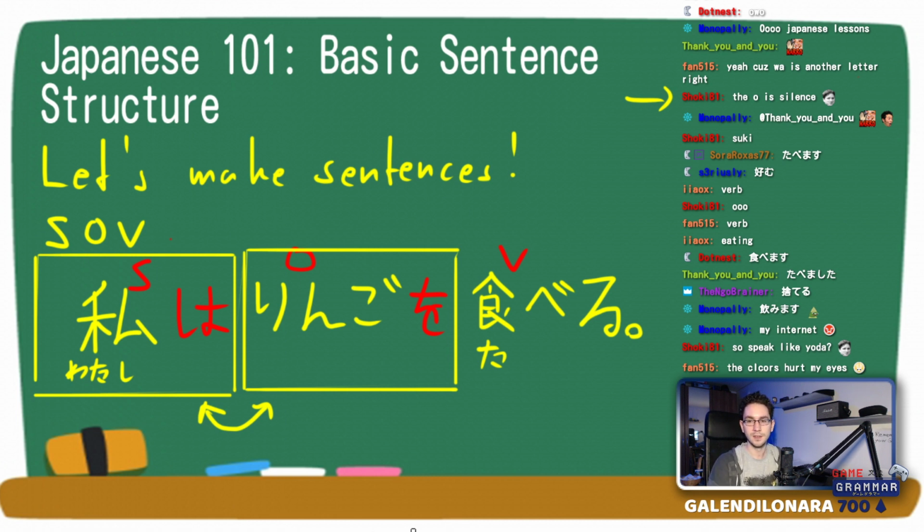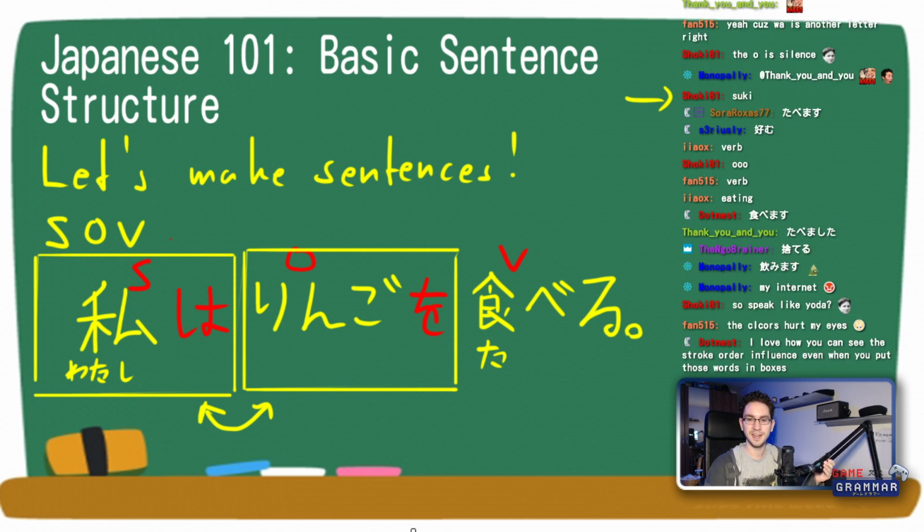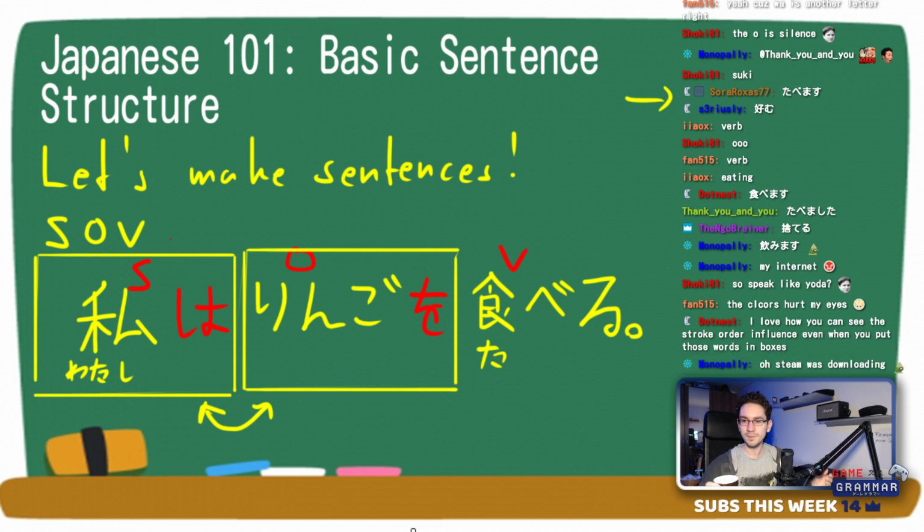I eat. The colors hurt my eyes. Really? Why? Yellow and red. I think they're fine. Oh no, yeah, that will mess with you. I love how we can see the stroke order influence even when you put those words in boxes. Oh yeah, maybe, yeah. I tend to draw boxes like this now.